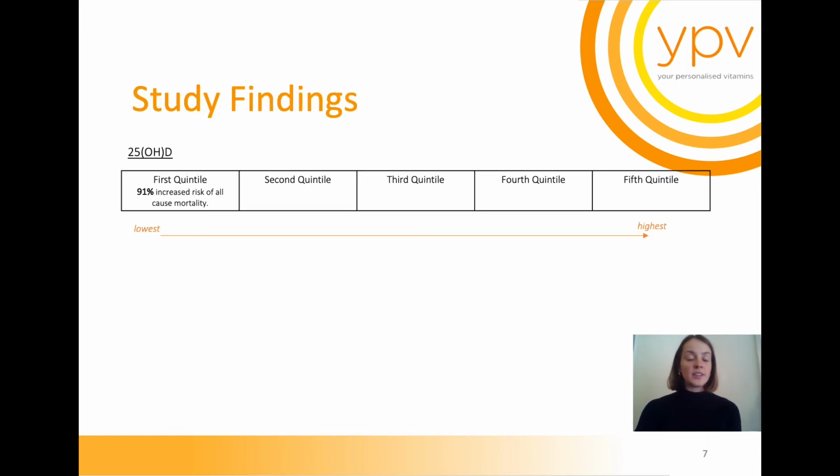So now moving on to the study findings, the data was split into quintiles. So a quintile is an equal fifth of the data. So the data was split into 5 equal segments. And what we can see here, and what was reported, is that those individuals that reported the lowest levels of the 25OHD metabolite had a 91% increased risk of all-cause mortality over those that were present within the 5th quintile. So the results showed that they had the highest levels of the vitamin D metabolite. So really, really big difference in results there.